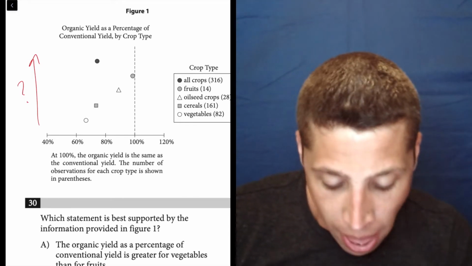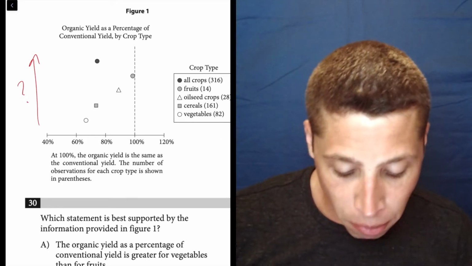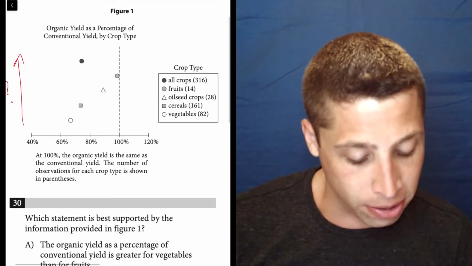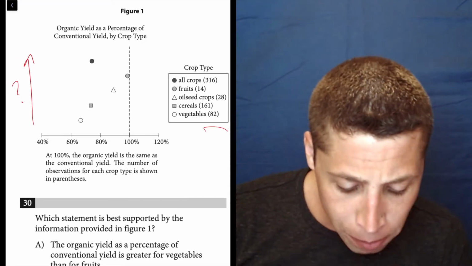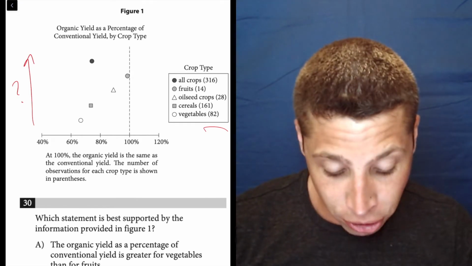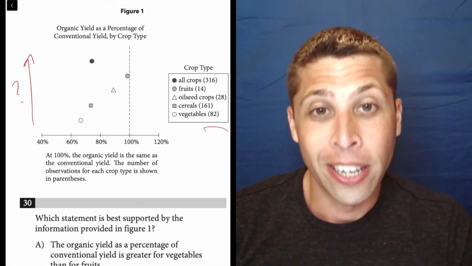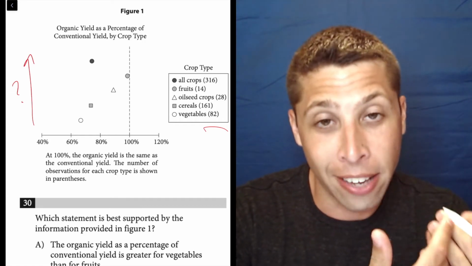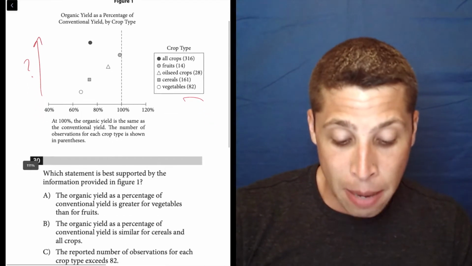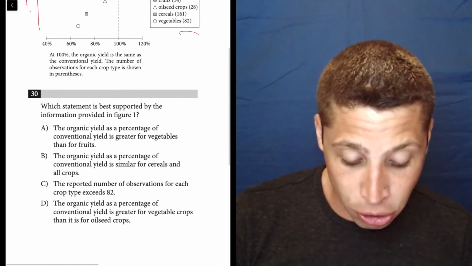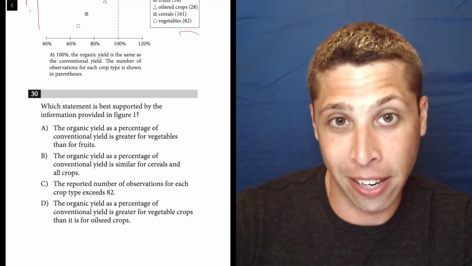And what does it mean? Well, at 100%, the organic yield is the same as the conventional yield. The number of observations for each crop type is shown in parentheses, so that's this part here. But the graph itself, all we care about is the left-right direction. If it's at 100, it means that organic farming is going to produce the same amount of food as conventional farming. But look, I'm getting ahead of myself here. Let's look at these choices. Let's try to understand the choices, and that will help us understand the graph.